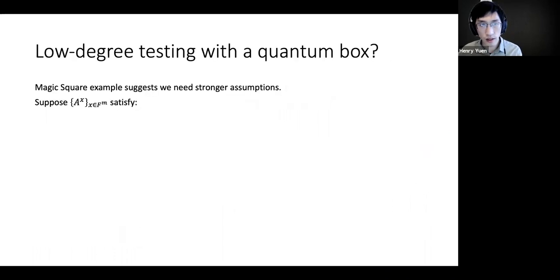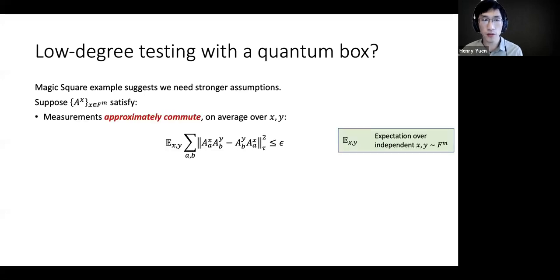So let's go back to low degree testing. This magic square example suggests that in order to try to say something about the structure of these points measurements, we have to make some slightly stronger assumptions. So let's assume that the points measurements don't exactly commute, but they approximately commute. And I'm going to measure this in the following way. It's going to be on average over a uniformly random 2 points x and y from this vector space F to the m. I'm going to sum over all the outcomes and look at the normalized Hilbert-Schmidt norm of their commutator. And let's say that this is at most epsilon.